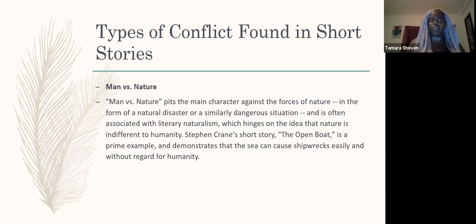The man is, like, there's a plane that goes down, the man is stuck on an island, he has to learn how to live on that island. This ball becomes his only friend, he's fighting nature to survive. That's man versus nature, okay?